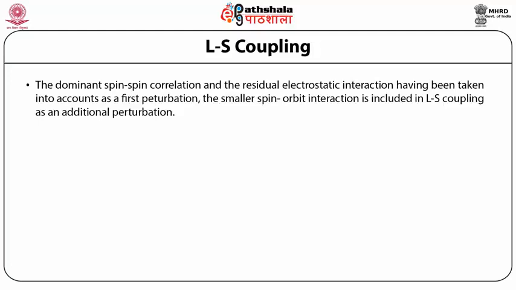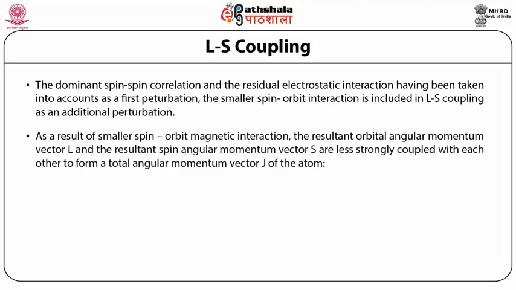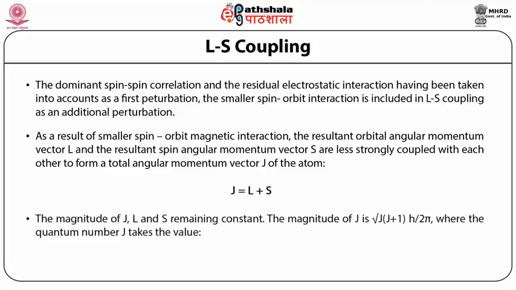The dominant spin-spin correlation and the residual electrostatic interaction having been taken into account as a first perturbation, the smaller spin orbit interaction is included in LS coupling as an additional perturbation. As a result of the smaller spin orbit magnetic interaction, the resultant orbital angular momentum vector L and the resultant spin angular momentum vector S are less strongly coupled with each other to form a total angular momentum vector J of the atom, and J is equal to L plus S, the magnitudes of J, L and S remaining constant.